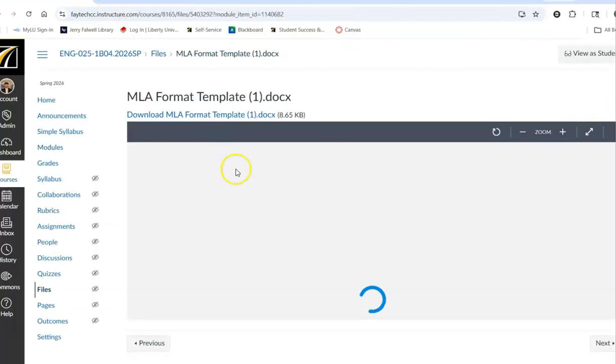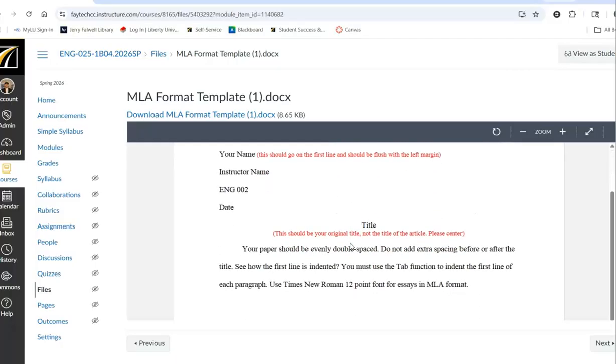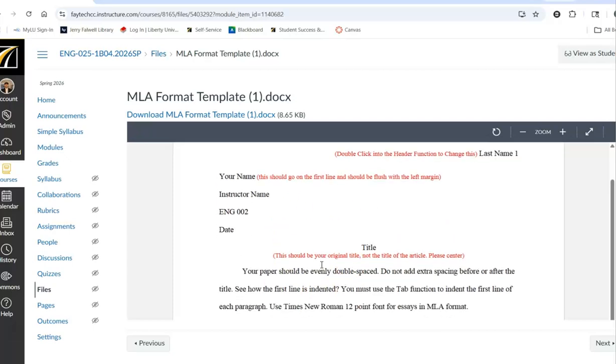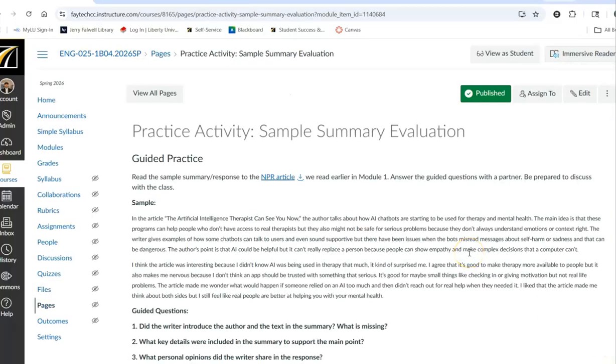Remember for the assignment, you've got this MLA formatted template. If you have Word at home, you can download this and input that information. Otherwise, you need to use Google Docs. I showed you how to use Google Docs in Module 2, so you can refer back to the Module 2 video for that.